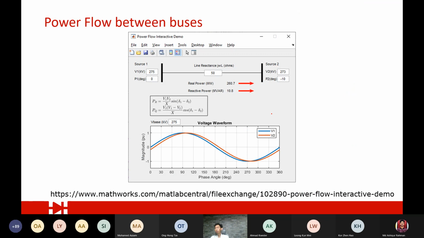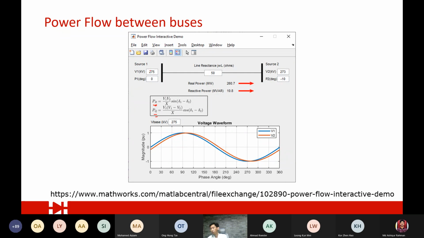Before we go further into SVC, you may need to understand this. You can download this in MATLAB File Exchange, which I have made. Now imagine there are two buses here, and we have a transmission line. This transmission line will have a line reactance of 50 ohms, for example. You can calculate the real power and the reactive power based on this equation.